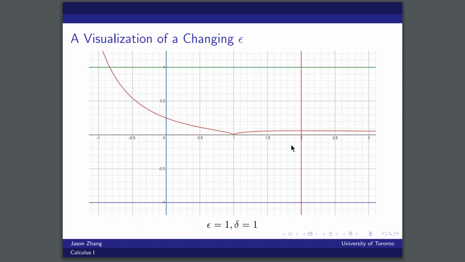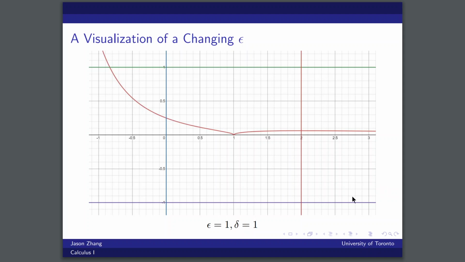So we can visualize how changing epsilon changes delta and how this shows that the limit is equal to 0. So in this picture, the red curve is equal to f of x. And you can see there's a cusp at x equal to 1 due to that absolute value sign in the square root of the numerator. And the horizontal lines represent our boundaries given by epsilon, and the vertical lines represent our boundaries given by delta.